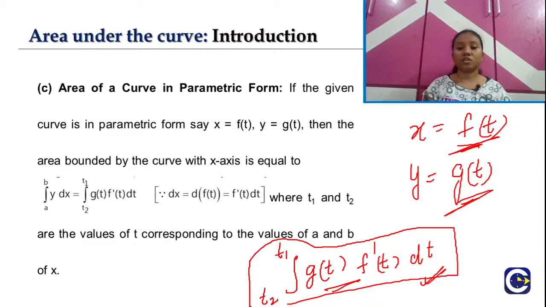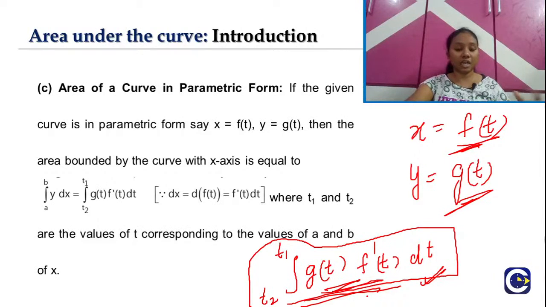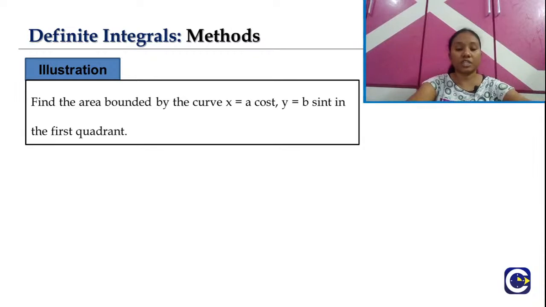So this is the formula we'll be using to find the area of a curve in parametric form. You'll get an easier understanding when we deal with a question, so let's solve a question here, guys. Find the area bounded by the curve x equal to a cos t, y equal to b sin t in the first quadrant. Can you tell me how we actually find it?